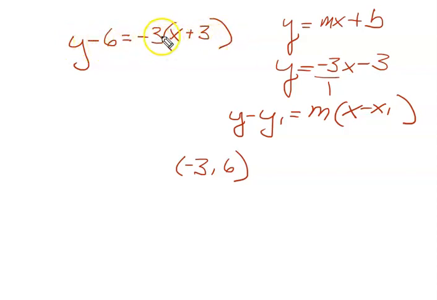So again, if we wanted to pick the point out of that, the ordered pair, for our x, it's the opposite sign, a negative 3. And for our y, the opposite sign, a 6, which we knew, and we already had the slope.